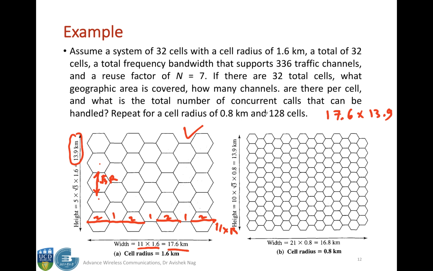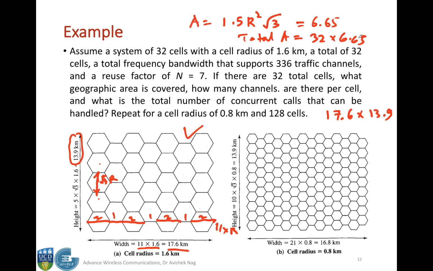Also you can calculate, let's say if your radius is 1.6, then you can use this formula for one particular cell. So the area of one cell will be given by, in that case with 1.6 kilometer radius, you will get this area as 6.65, and then for a total of 32 cells the total area could be 32 times 6.65. So you can calculate in that way also.